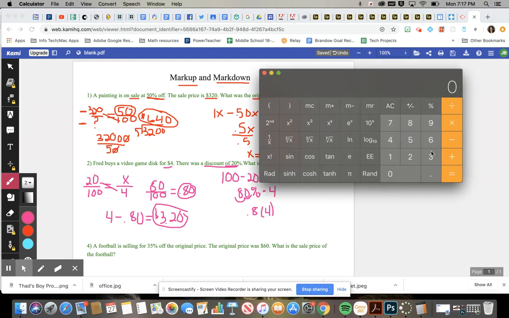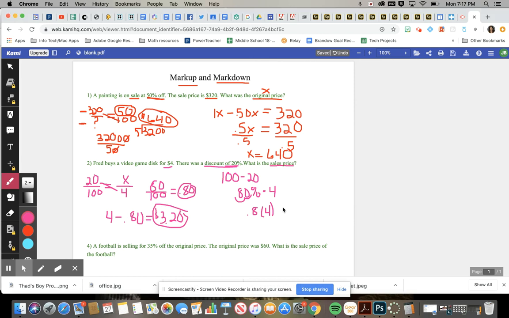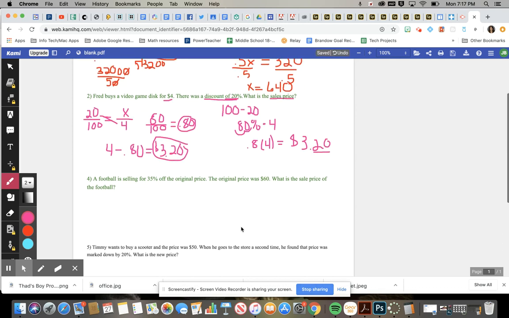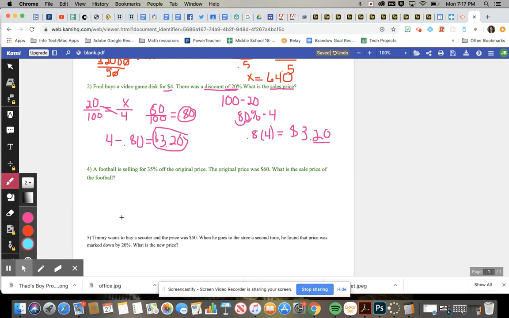Let's check. So 0.8 times 4 is 3.2, which is, again, $3.20. We can always add that extra zero for the sake of money. So $3.20. All right, let's look at number 4.